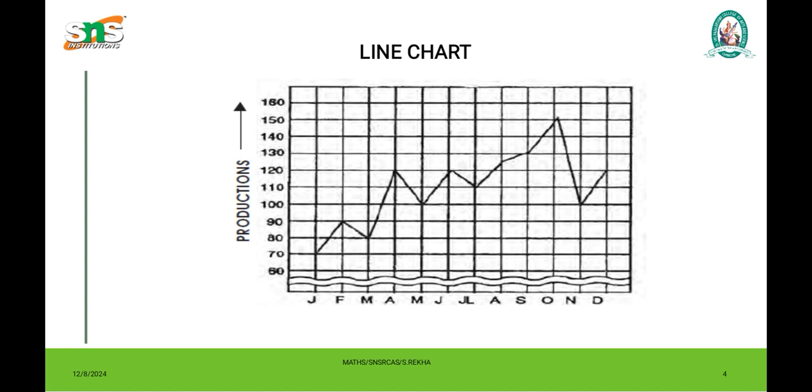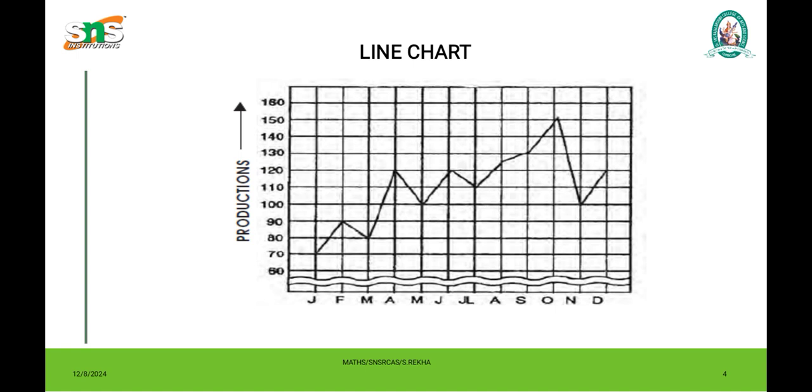Using a pencil, you can easily connect the points. Dot all the points, and connect them from January to February, March, like that. You have to plot the points and also write the scale. Scale of the y-axis: 1 centimeter equals 10 units. You have to mention it thoroughly, and you will get a neat line chart.